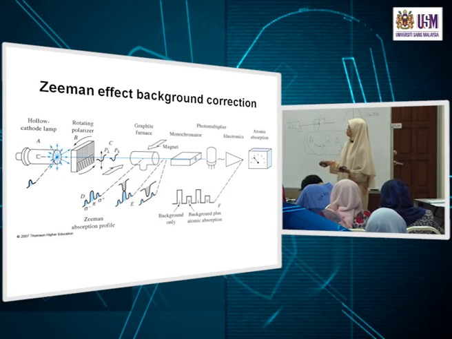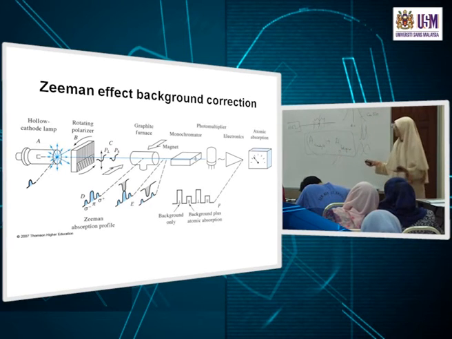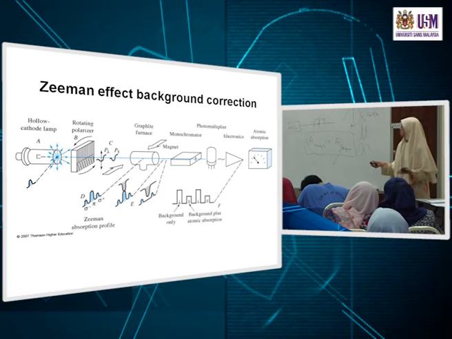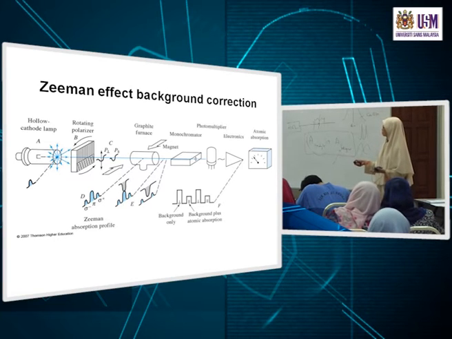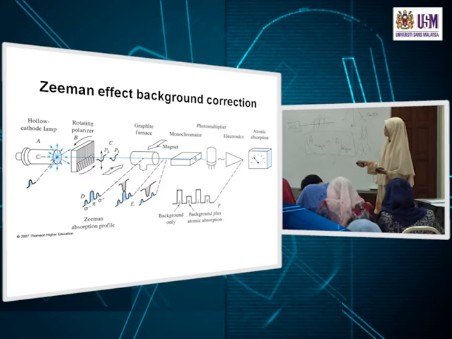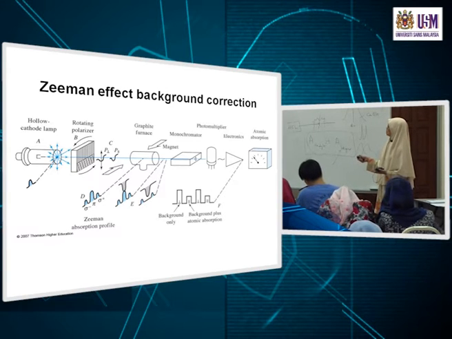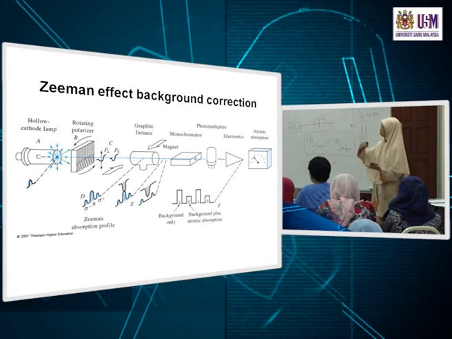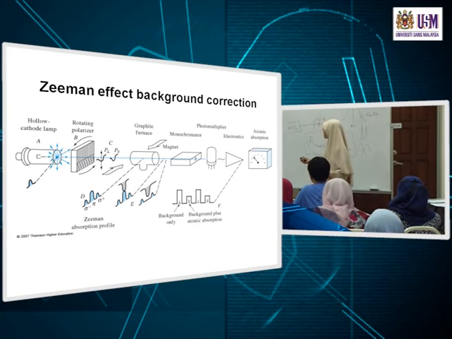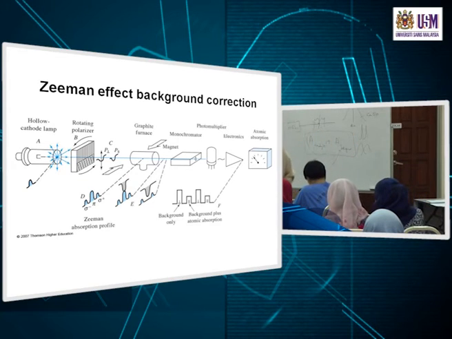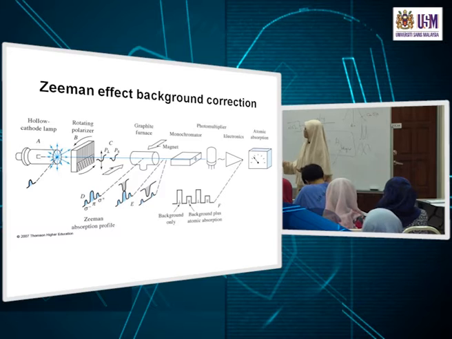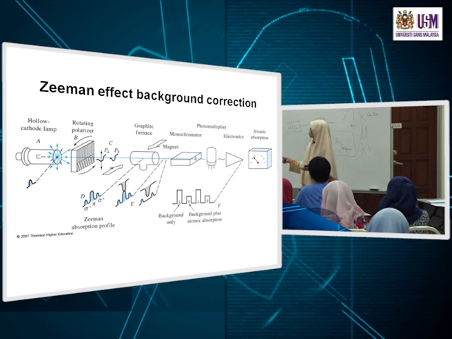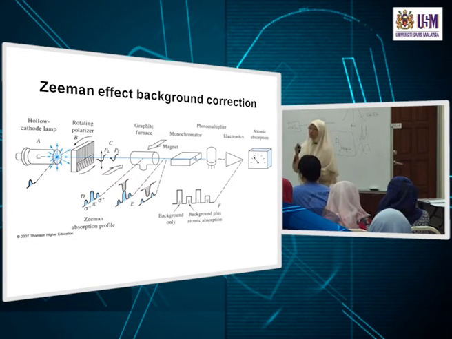Okay, so this will estimate which one? The total, A analyte plus A background. When the magnetic field is on, we find that, and you use the plane polarizer, you polarize the light. That means the sigma will absorb in one polarized light, and the pi peak, the center peak, will absorb another polarized light in another plane. So their absorption is dependent on the polarization of light.